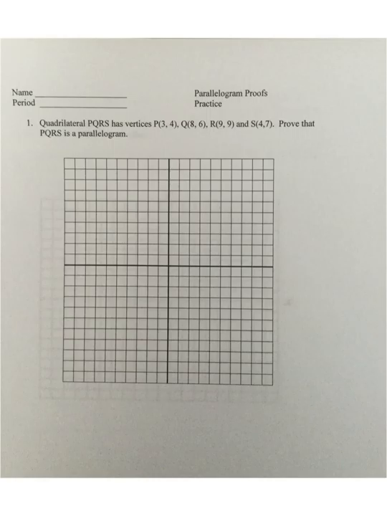So we have quadrilateral PQRS that has vertices P (3,4), Q (8,6), R (9,9), and S (4,7). Prove that PQRS is a parallelogram. So in order to do that, I need to show opposite sides parallel, and if that's the case that we're going to use, then we need to show that we have equal slopes, or we can show that opposite sides are congruent. We're going with opposite sides are parallel. So the first thing I would do is graph. So we're going to graph the points.